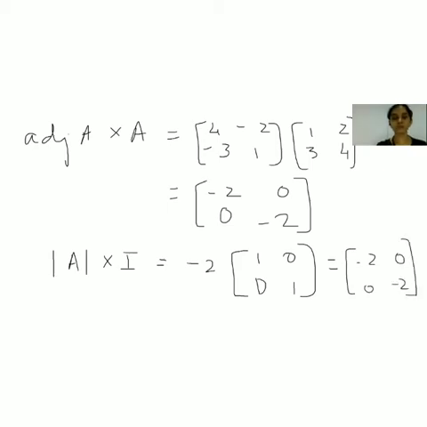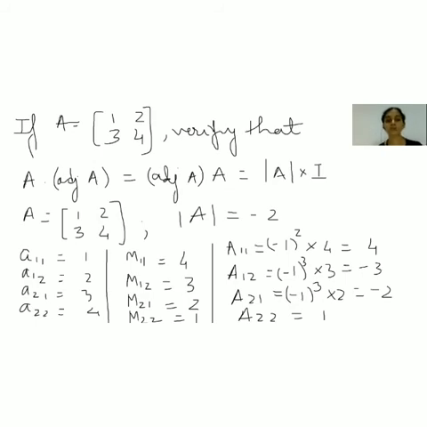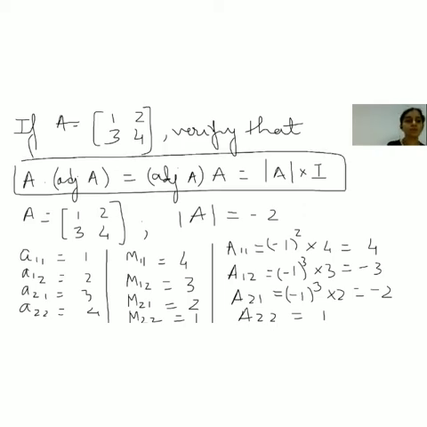Why did we do this verification? Any square non-singular matrix satisfies this equation. So we have to remember that any square non-singular matrix satisfies this equation. What is this equation? A into adjoint of A is equal to adjoint of A into A is equal to determinant of A multiplied by I. This is true for any non-singular square matrix. Non-singular because its inverse should exist. If its inverse exists, then only this will be true.